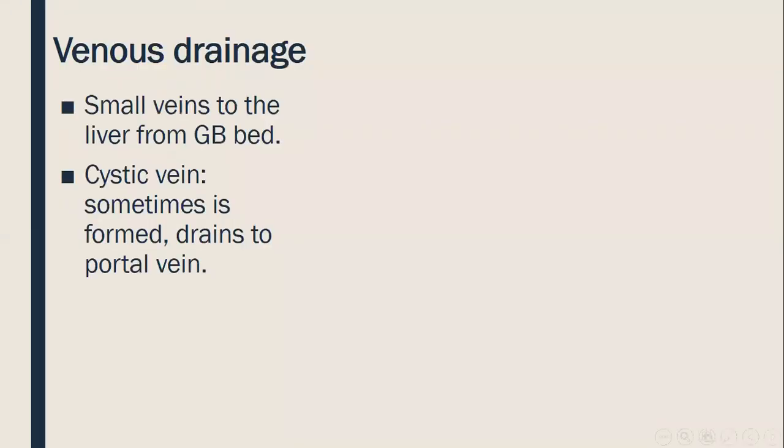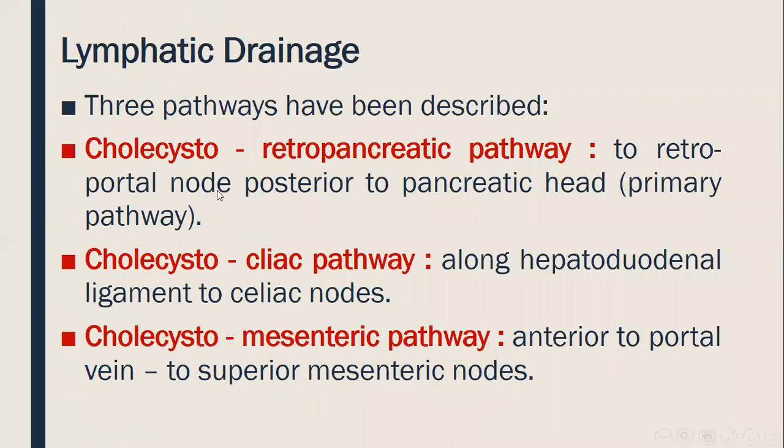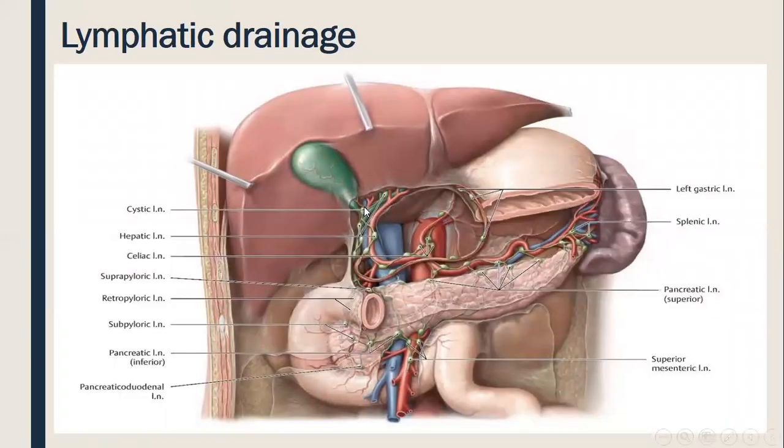The venous drainage, there are small veins at the gallbladder bed that drain directly to the liver, or sometimes when the cystic vein forms, it drains directly to the right branch of the portal vein. Lymphatic drainage, we have three pathways for lymphatic drainage. We have the retropancreatic pathway, celiac pathway, and mesenteric pathway. The primary pathway of drainage is posterior to the pancreas to the retroportal lymph node, or maybe follow the hepatoduodenal ligament to the celiac lymph nodes.